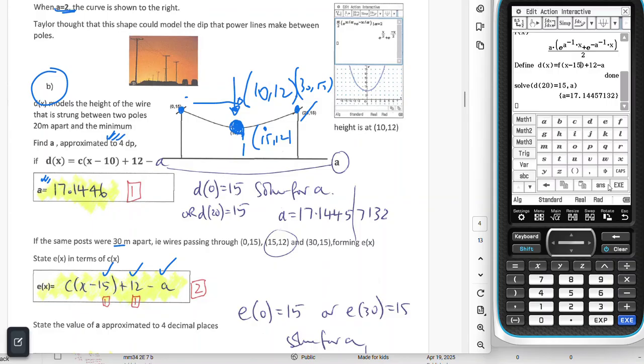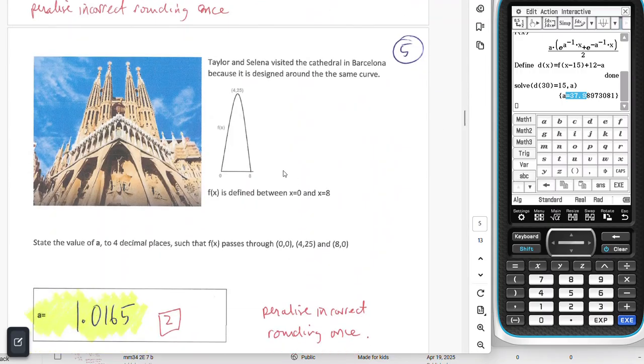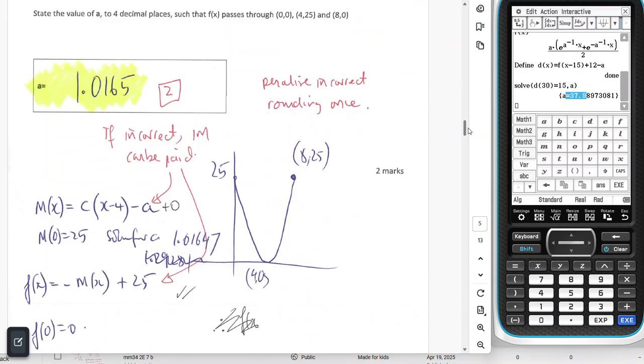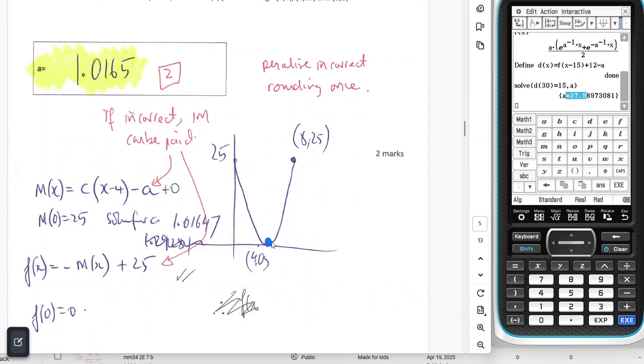And if that was 15, and I'm solving d of 30 is equal to 15, there's my answer for a. And going over the page, we now have, instead of it looking like this, we have it look like this. So here's my turning point, so that's going to be -4 and 0. Here is my starting point, so m of 0 equals 25. Solve for a, and that's the answer that you get.